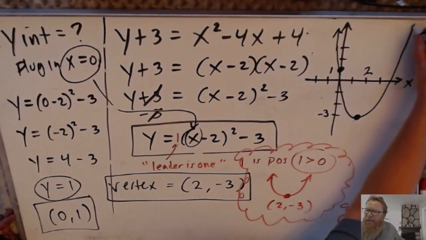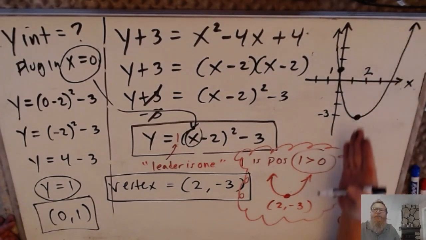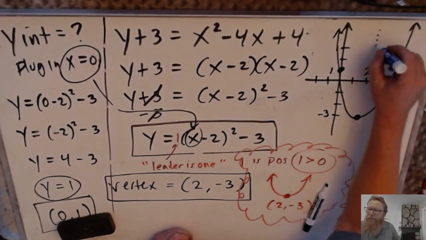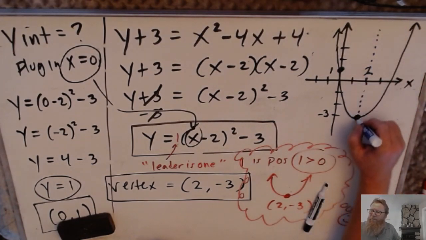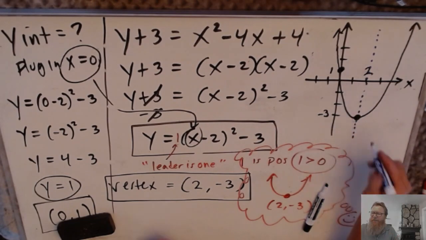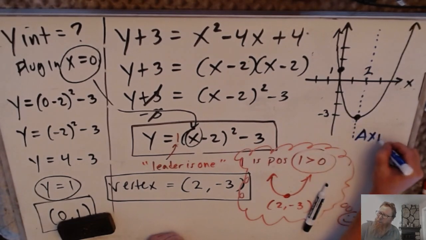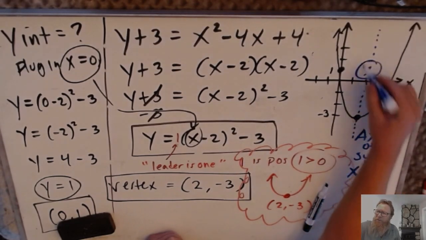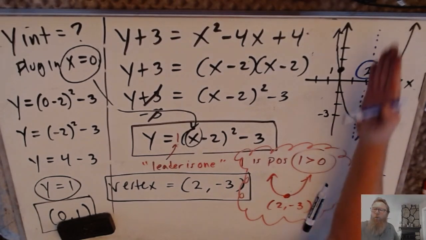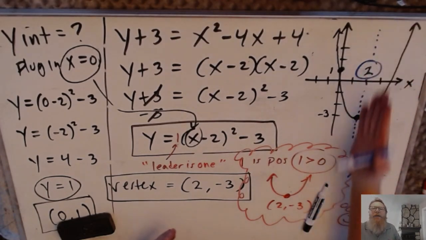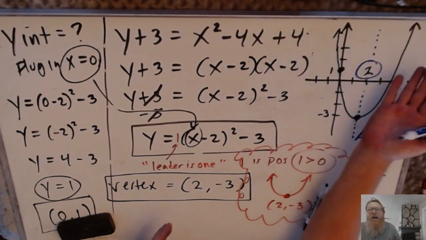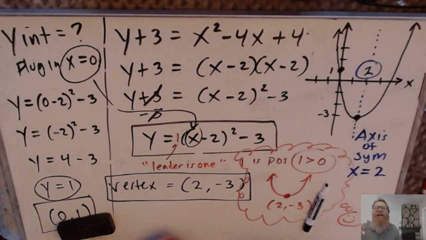The axis of symmetry is an invisible line that goes down the middle. You are not going to graph that. It's invisible, but I want you to tell me what it is. The axis of symmetry is x equals 2. You can see what x value is being cut right through. It's basically cutting the graph in half at x equals 2.